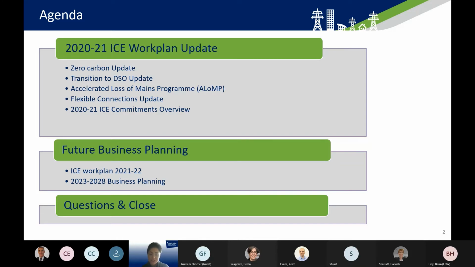And then moving on to the second half of the session, we will be looking at our future business planning, and in particular our ICE work plan for the new year 2021 to 22, and our forward business planning from 2023 onwards. So we're hoping to get some feedback from you.